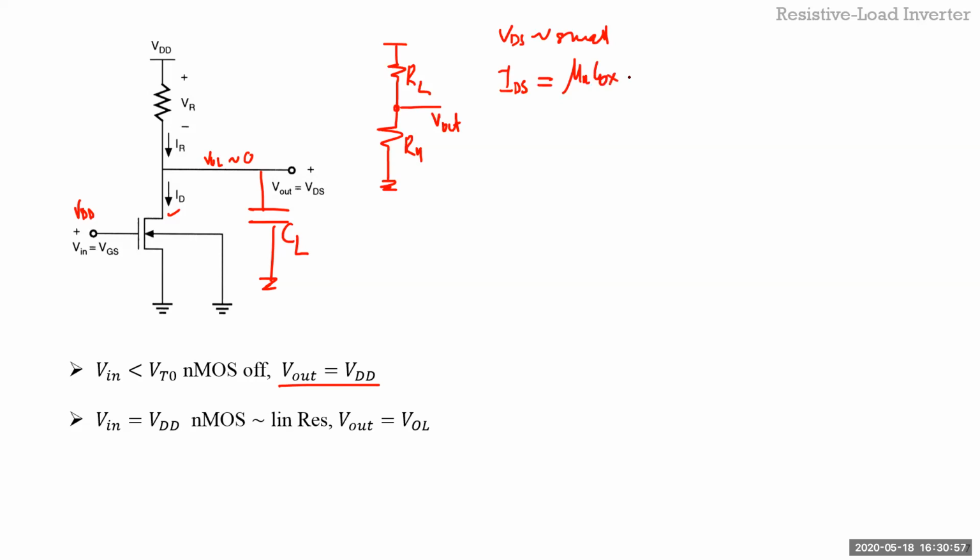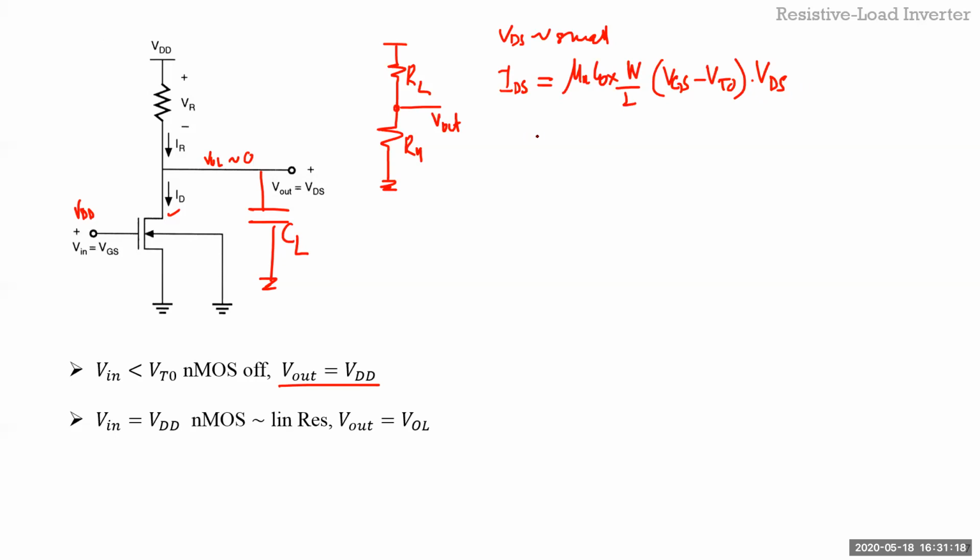Mu n Cox W over L (VGS minus VT0) times VDS, right? Because all the square terms you can say I neglected. So if it is 100 millivolts, for example, 0.1, square of that is 0.01, which is 10 millivolt. You can say, I'll neglect it. There won't be that huge.